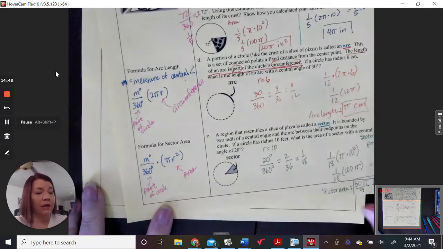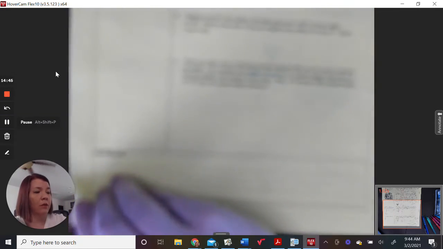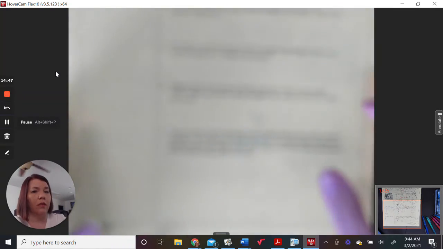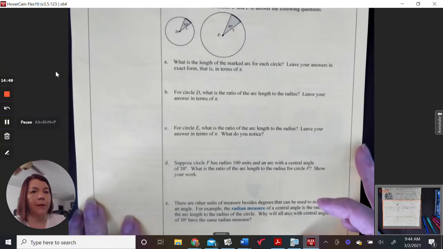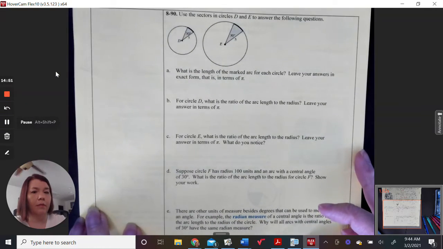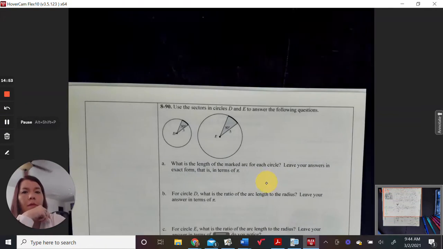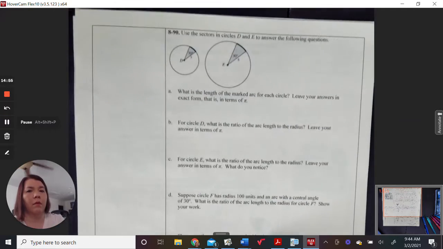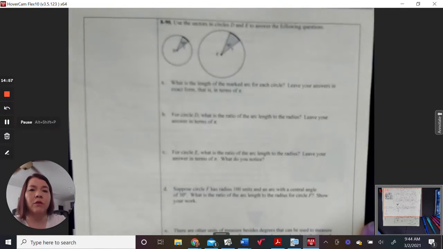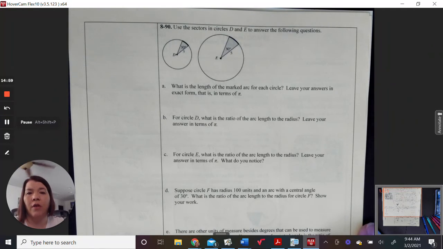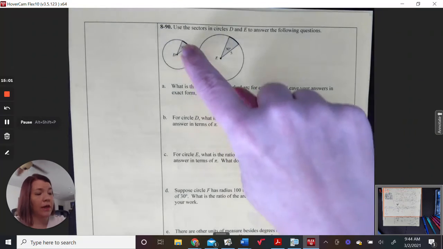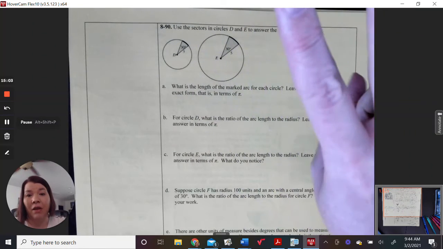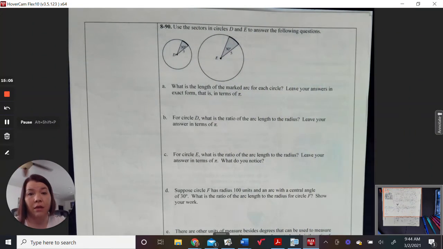Use the sectors in circles D and E to answer the following questions. So these are sectors. We can find the area and the arc length. What is the length of the arc marked for each circle? Leave your answers in the exact form, in other words, in terms of pi. So what is the arc length of this?